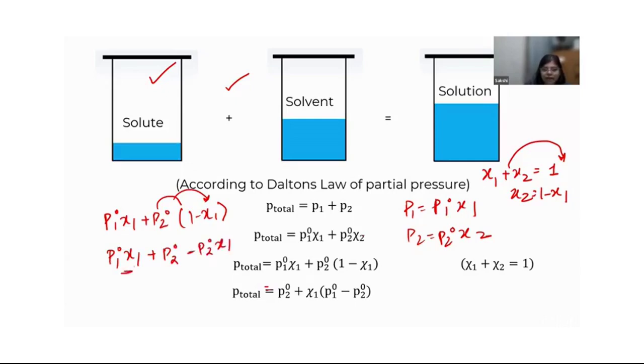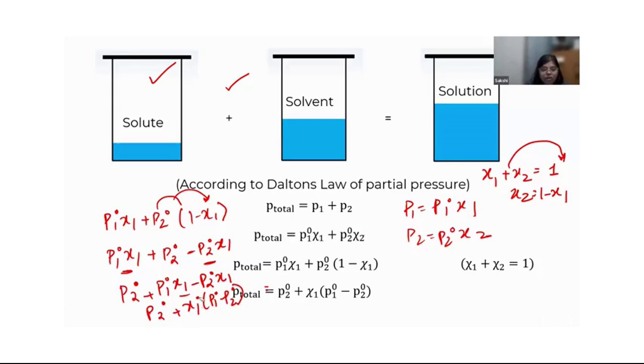So I am going to bring all the terms which have the chi symbol, that is the mole fraction symbol, together. So I'm going to write P2 naught here, and then I'm going to write plus P1 naught X1 minus P2 naught X1, right? So what I'll do, I'll take out mole fraction as common, plus X1 into P1 naught minus P2 naught. So I hope you got it, how to do this.